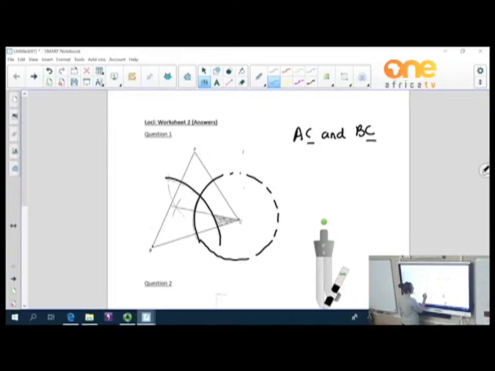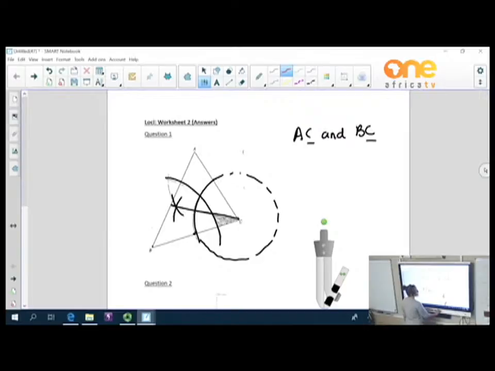And then from this point and this point, you will make your construction lines, and you will draw your line that is equidistant from AC and BC. Then shade the region inside the triangle which is more than 6 centimeters from B.